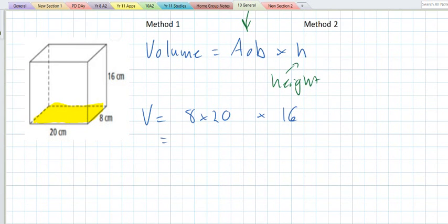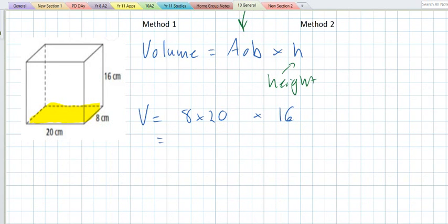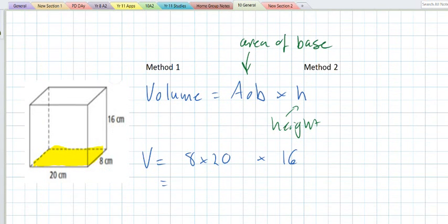And now, reach for your calculators. 8 times 20 is 160. What's that, A or B? Area of base. Alright. Volume equals A and B.